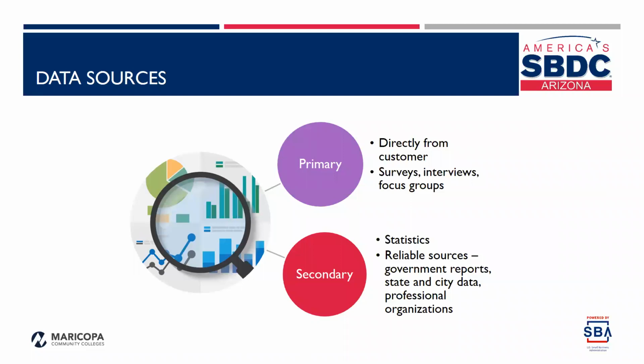As part of your research, you should gather both primary and secondary data. Primary data comes directly from your potential customers in the form of interviews, surveys, and focus groups, etc. Secondary data is statistical and can be found from many different sources, such as government reports, local, state, and cities, and professional organizations.